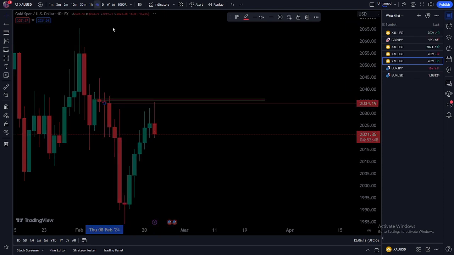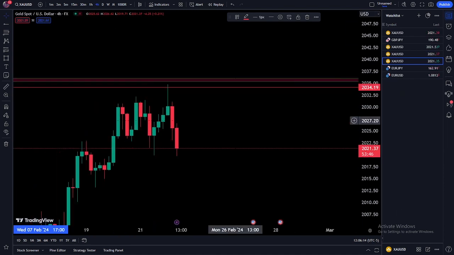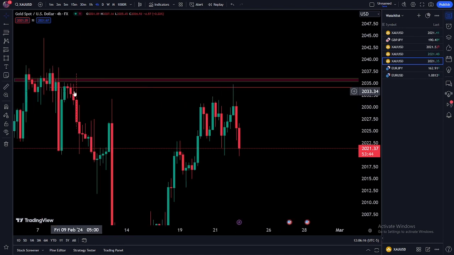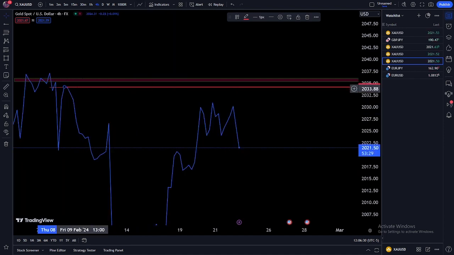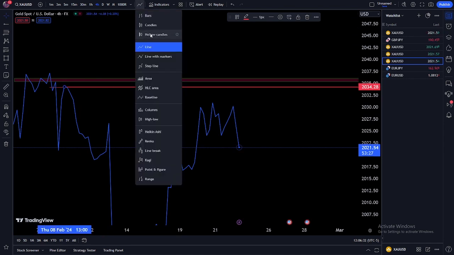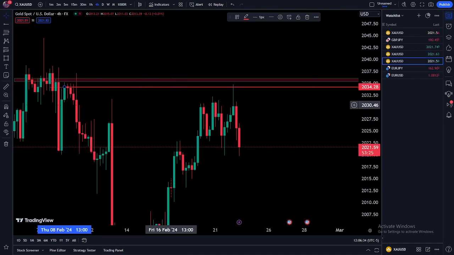Now we are going to go to the H4 level. If you see, the rejection happened from this. So we have two levels here. One is the gap level and the other is the daily SNR level, which if you go to the line chart, is the V shape that we are seeing here. Now go to the candlestick again. I'm not going to elaborate everything. I assume that whoever is watching my video is already familiar with the Malaysian SNR.